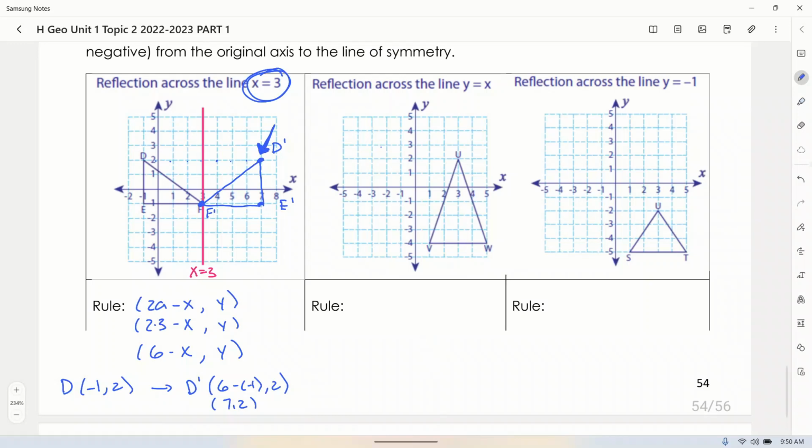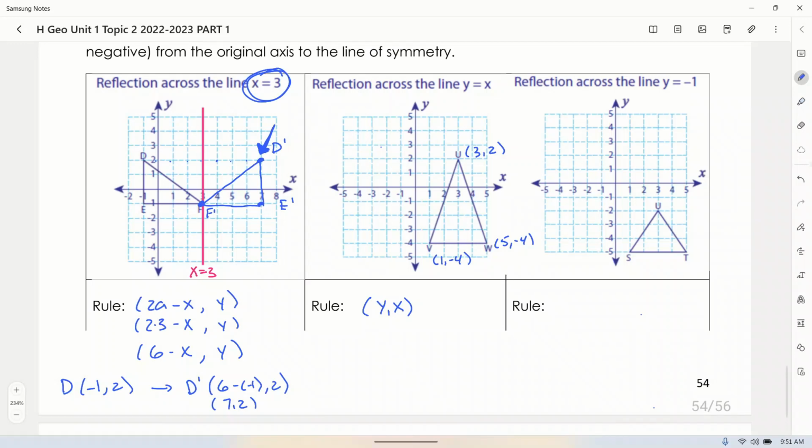Okay, we go on to the middle term into reflection across y equals x, and we know that the rule there is just simply to switch the x and the y values. So I'm going to go ahead and plot our points. I'm going to say U is 3, 2, W is 5, -4, and V is 1, -4.